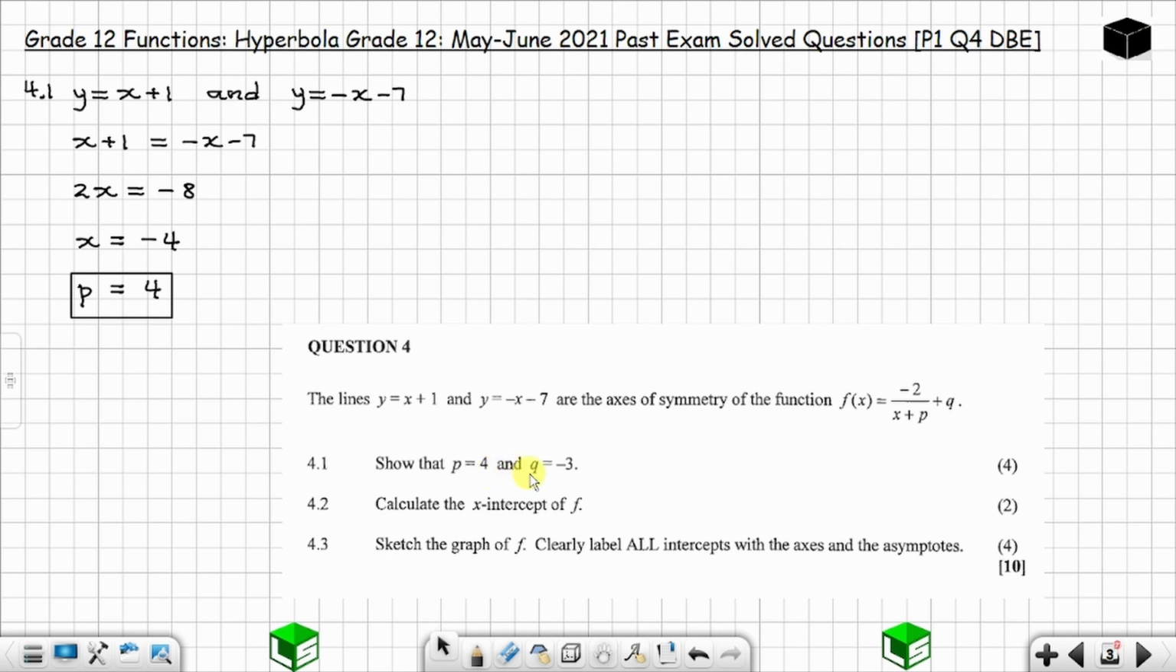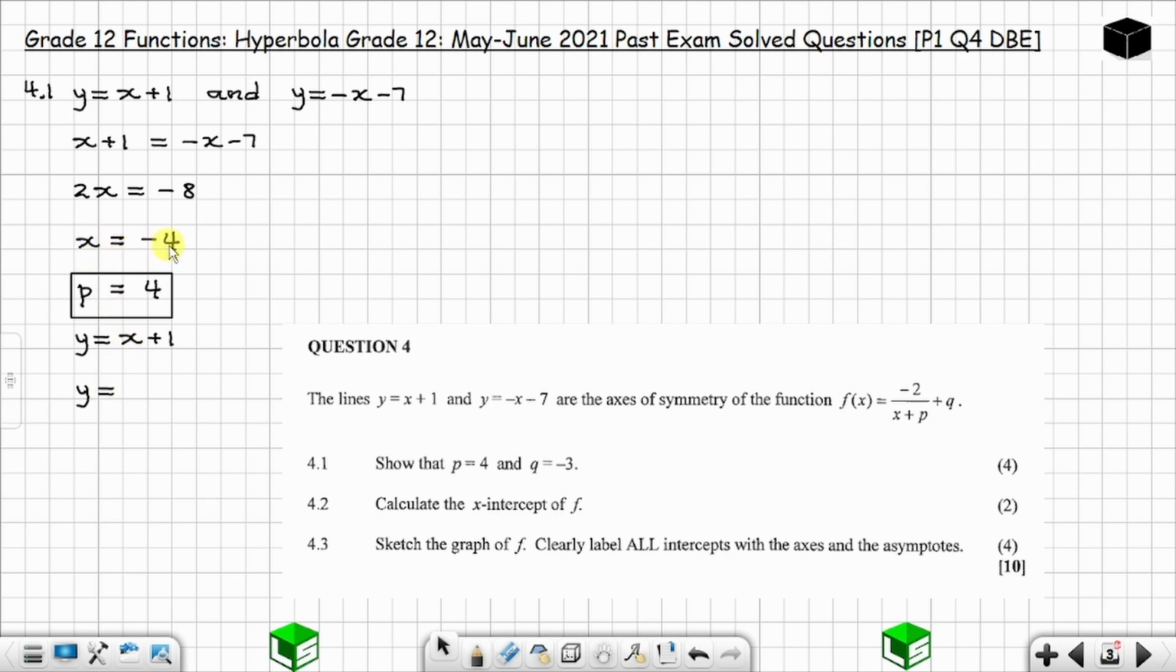Now let's see what q is equal to. You have to get the y value. If you have the y value, then you know what q is equal to, because you know that y is equal to q. You can use this equation or this one to get your y value. Use either of them. I'm going to use this one: y is equal to x plus 1. And so y is equal to, what is your x?